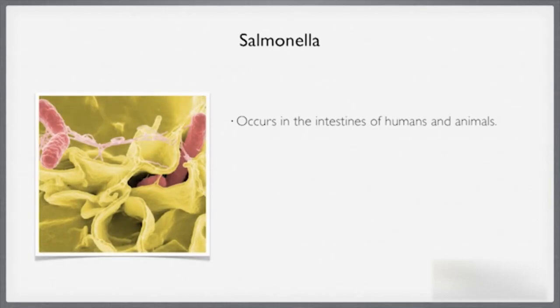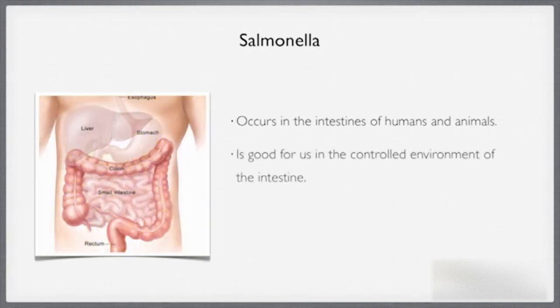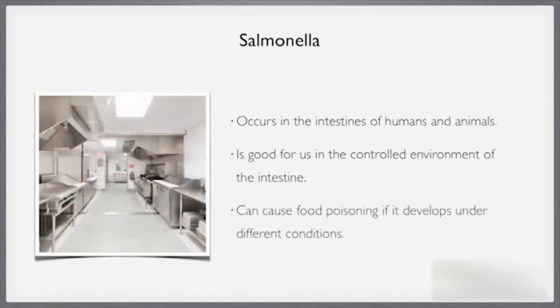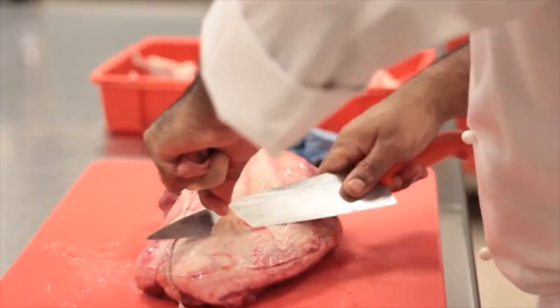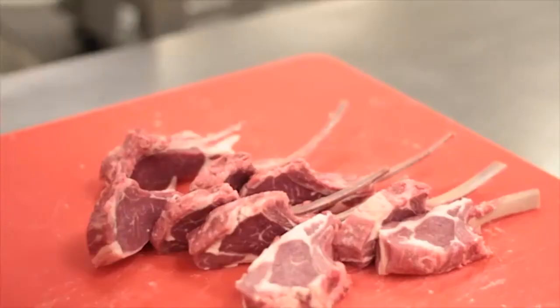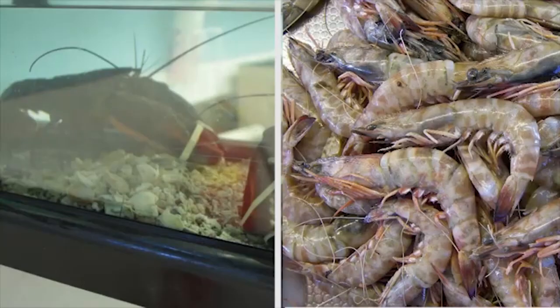Salmonella. Salmonella is a pathogen that occurs in the intestines of humans and animals. Although it performs particular functions when it occurs naturally in the body, and it is good for us in a controlled environment of the intestine, Salmonella can cause food poisoning if it is allowed to develop in a food environment under different conditions. Food that can be affected by Salmonella includes poultry, meat, eggs, and shellfish.